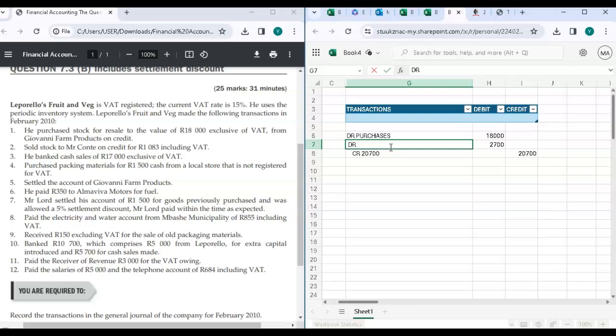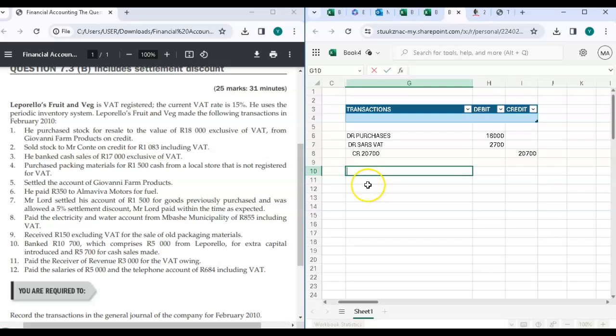It's called a SARS VAT account, right? SARS VAT account. Perfect. So that entry is done. Now, if they tell you to put narrations, you put a narration like a story. If they don't, don't worry. For this case, the narration will be bought stock from supplier. Simple, right? So you can put it over there.